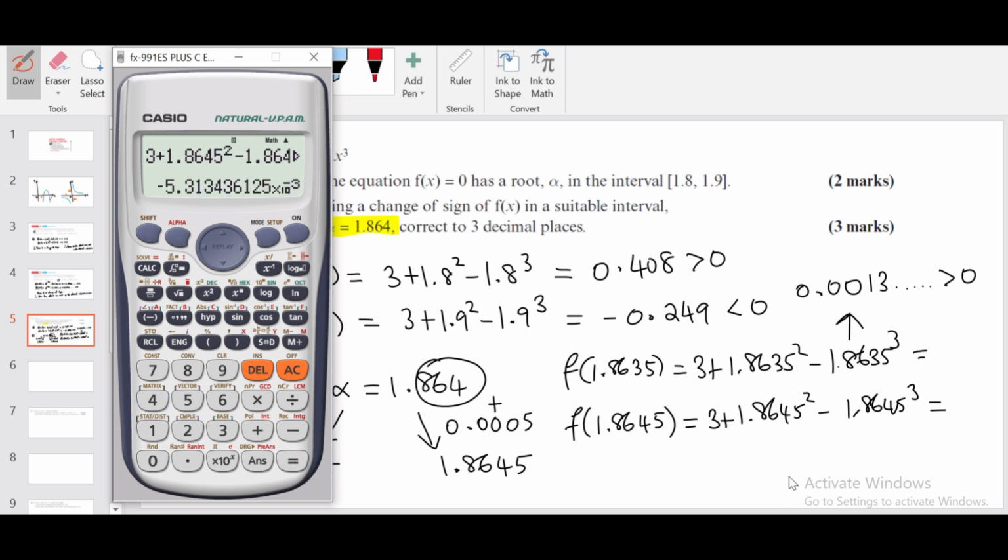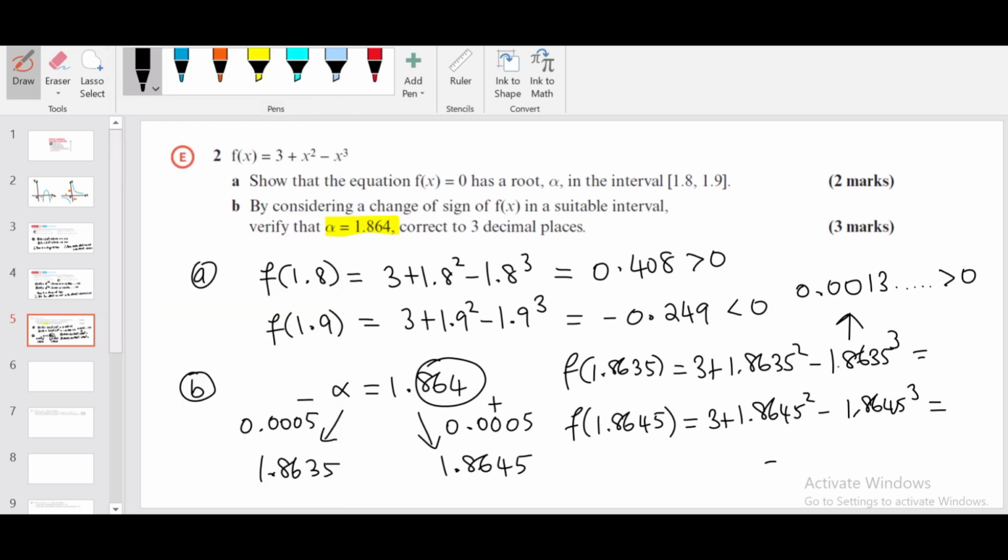I'm gonna change now 1.8635 to 1.8645. I get a negative number. Again standard form, so I write it as 0.0000531 etc., which is less than 0. Right? So now you need to write the conclusion.